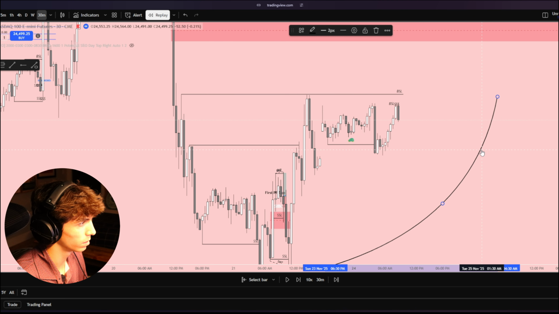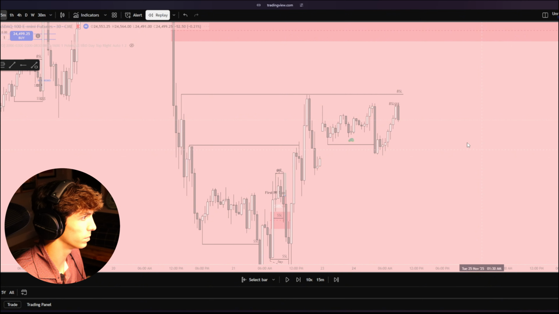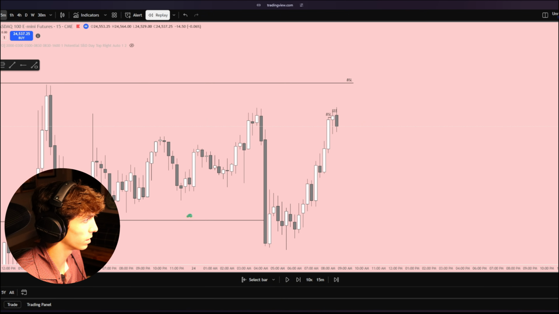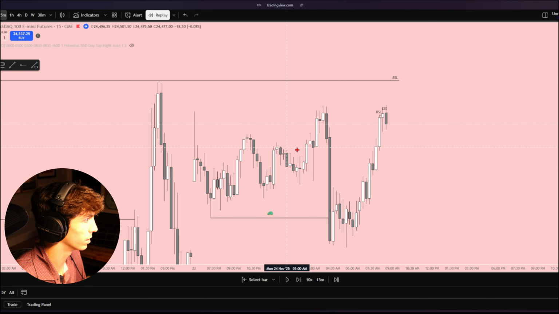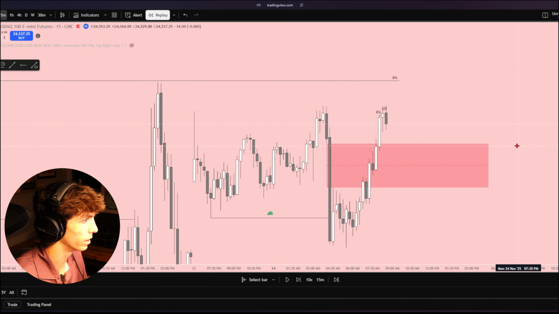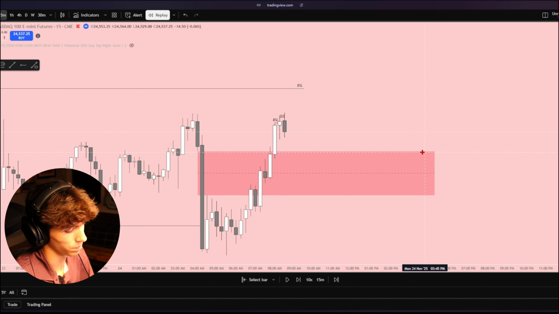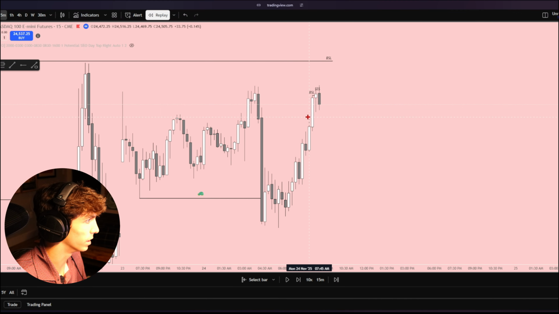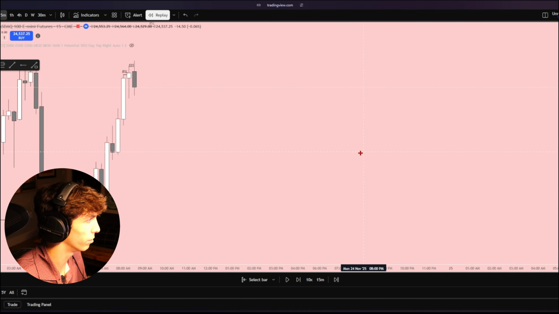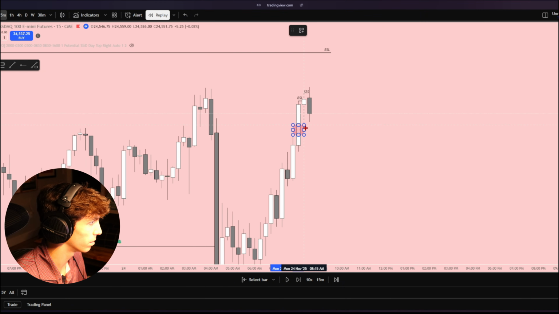Anyways, looking into the day, going into the 15-minute, I was kind of zoomed in. I was like, okay, so we did inverse this 15-minute fair value gap right here. We had an inversion. Right here. We inversed it, and I was like, okay, I want to see us potentially come back to this mini 15-minute fair value gap right here.